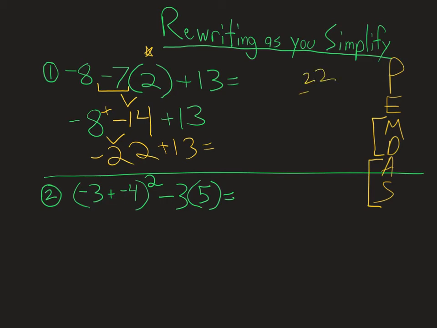Off the top of my head, I don't like the look of trying to do that in my head, so I'm going to write that out. 12 minus 3 is 9, so we end up with 9. More bad guys means bad guys is the sign of the answer.